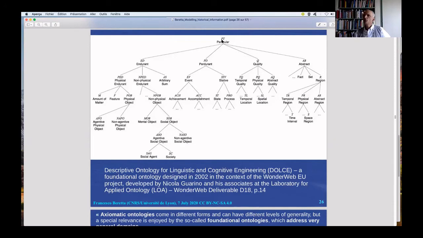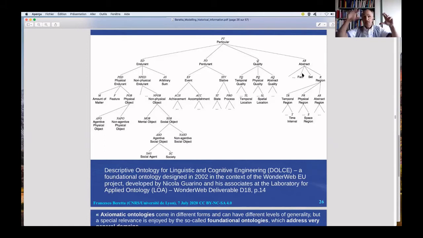And here you see we are speaking about particulars. We are speaking about things in the world. And these are different. There is a taxonomy. There are things which are objects, which are endurants. There are events, which are perdurants. There are qualities of things. And there is a region of abstract things, which are dimensions, space in the geometric sense, and so on.